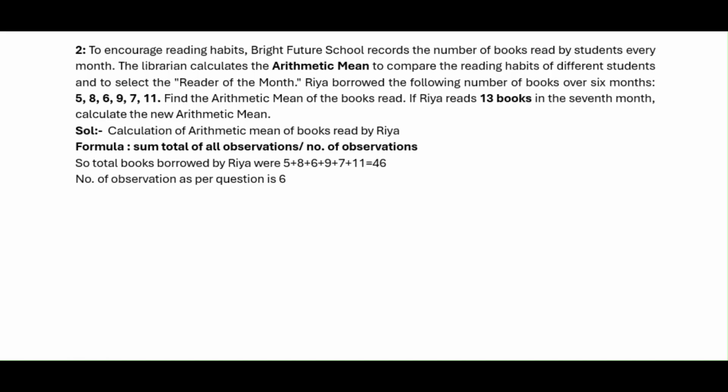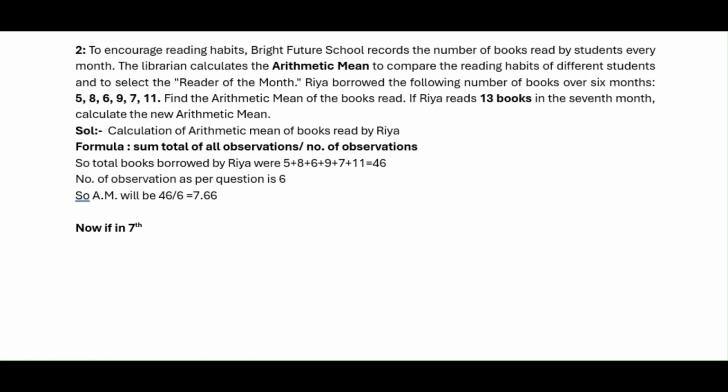Now, putting the formula, the arithmetic mean will be 46, as the total number of books read by Ria in the last 6 months was 46, and the number of months is 6. So we are going to write here 6, and after dividing 46 by 6, we are getting 7.66. Now, let's move to the next part of the question.